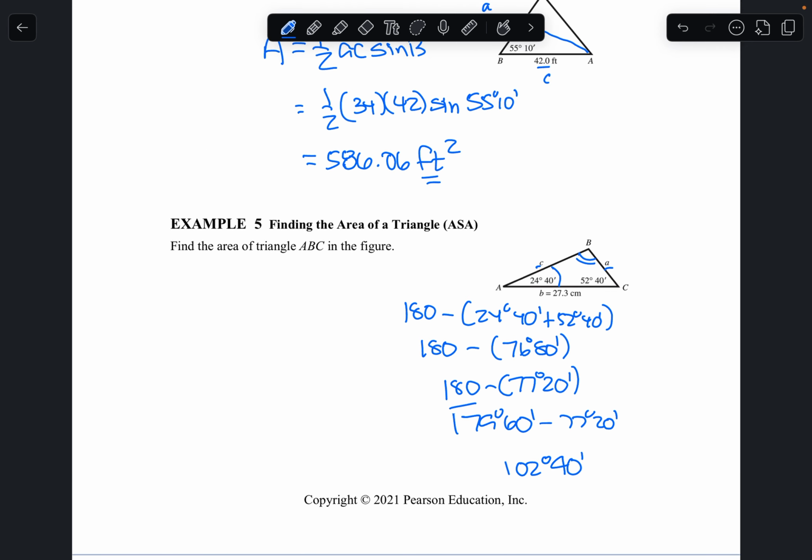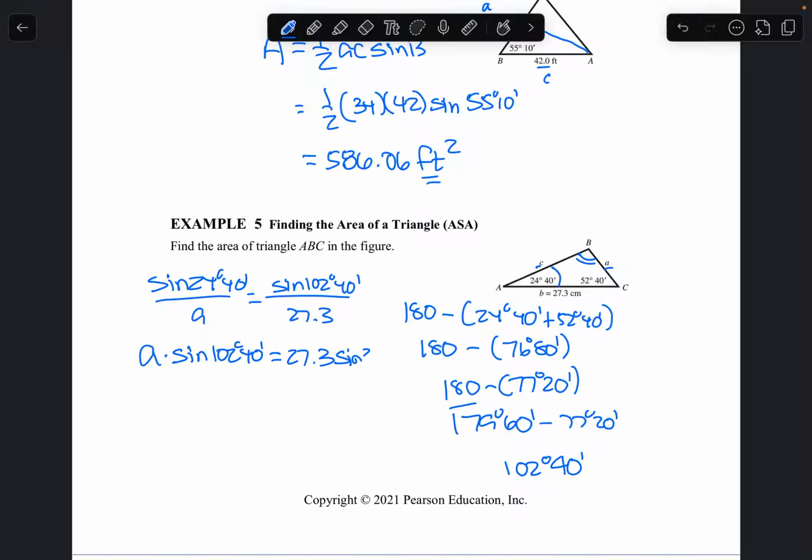Now, it doesn't matter which one we do this with, so I'm going to go ahead and do it for A. So that's the sine of 24 degrees, 40 minutes over A equals the sine of 102 degrees, 40 minutes over 27.3. So A times the sine of 102 degrees, 40 minutes equals 27.3 times the sine of 24 degrees, 40 minutes.